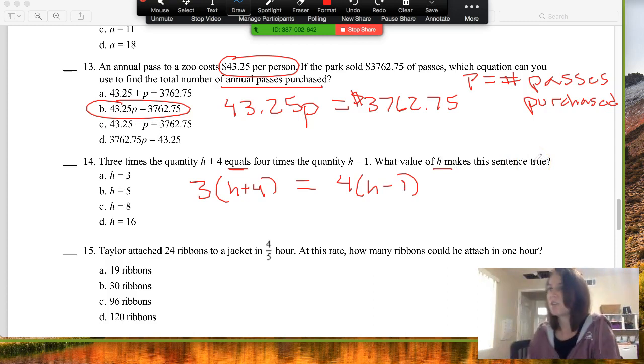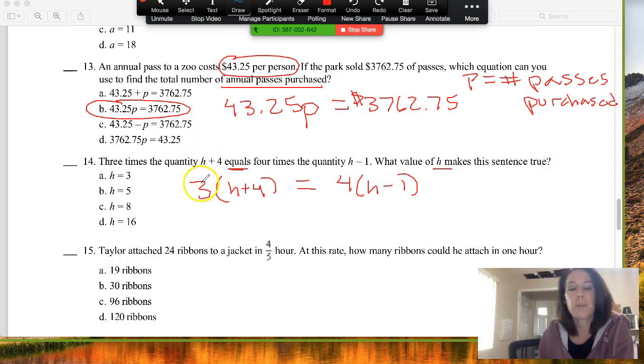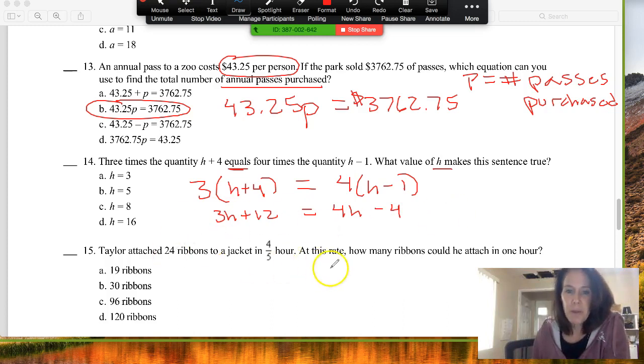It's telling us solve for h. So I'm going to go distributive property. 3 times h and 3 times 4 will give me 3h plus 12. That equals 4 times h and 4 times negative 1, which will be 4h minus 4. All right, I've gotten rid of my parentheses. Now let's gather our like terms on each side. So I have h's here and h's here. There's 4 h's and 3 h's, so I'm going to pick on the little guy and get rid of it. Subtract it from the other side.